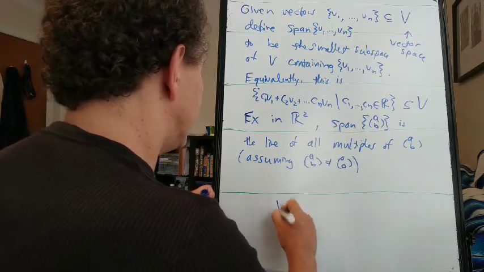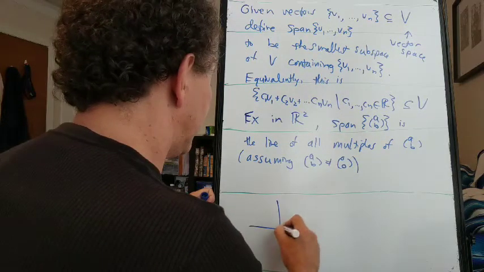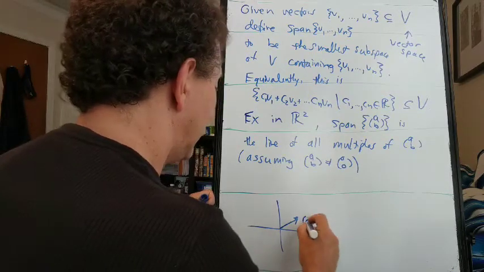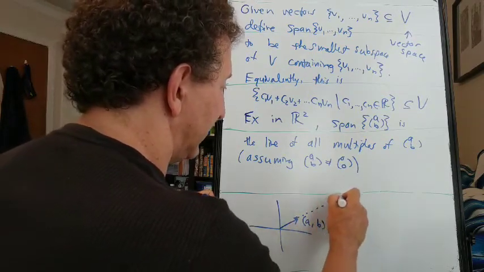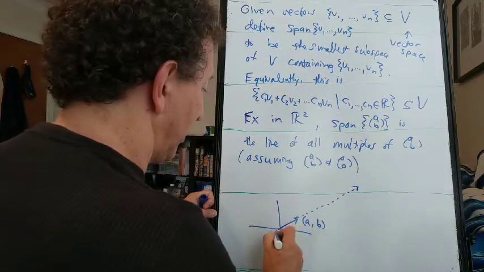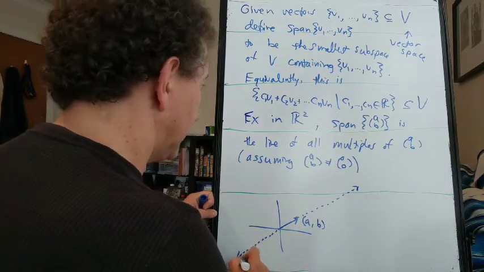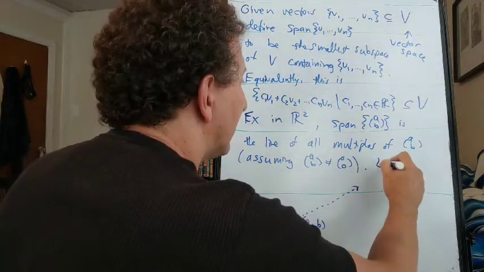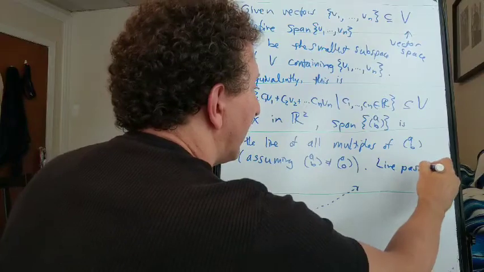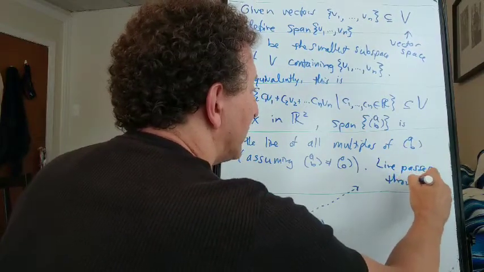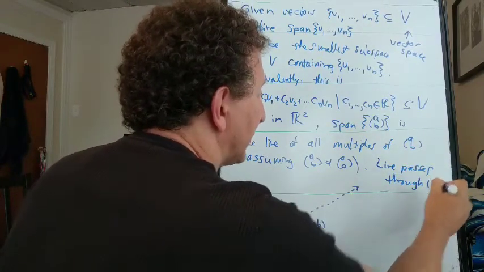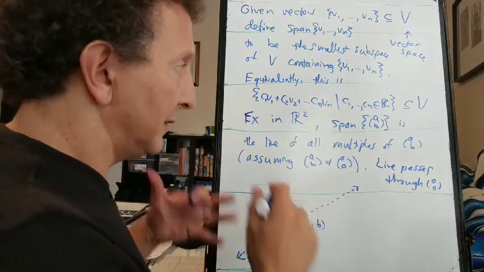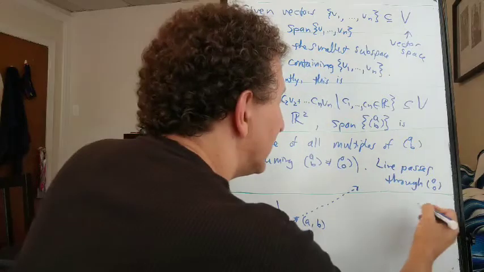So we've got this vector (a, b). The span is all possible multiples, so it's a line through the origin. So it passes through the origin (0, 0) because one of the multiples of (a, b) is 0 times (a, b), and 0 times (a, b) is the origin.